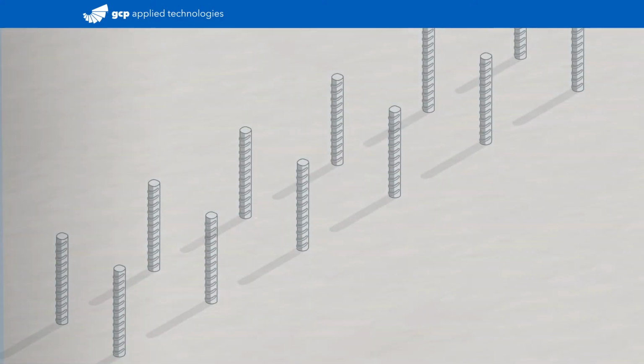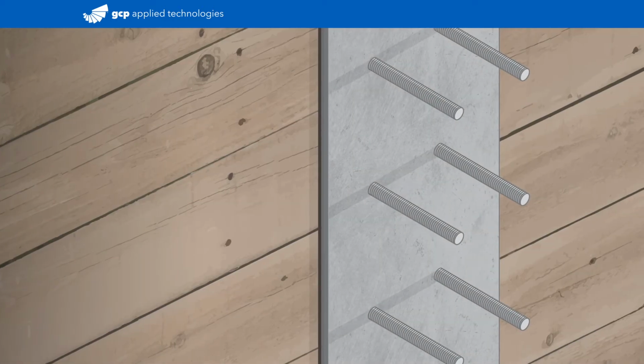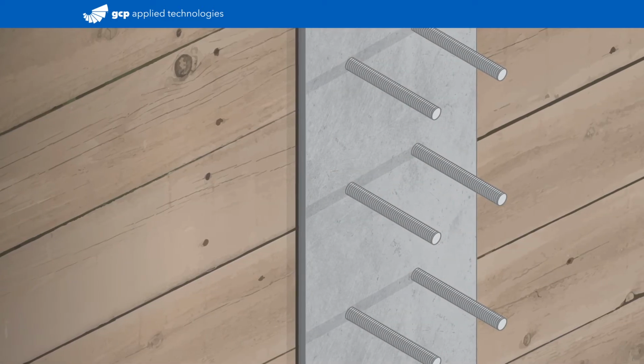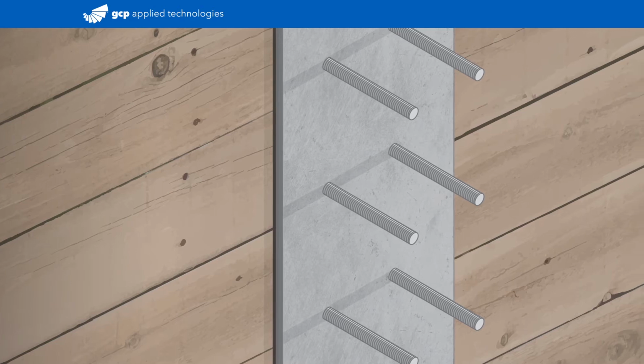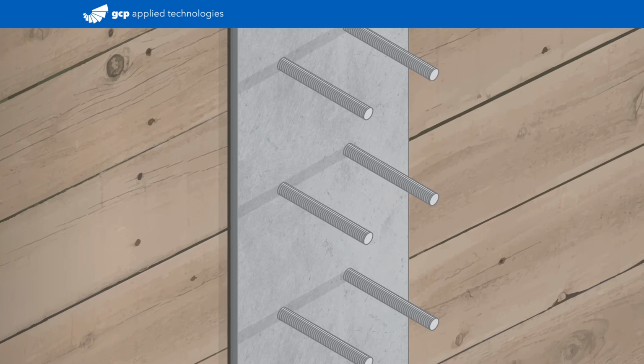This detail can be performed on horizontal surfaces with penetrations that include rebar, dowel, and all thread. And it can be performed on vertical surfaces. Note that on vertical surfaces, Hydroduct 220 drainage composite can be used to bridge gaps up to 2 inches to quickly bring the substrate to spec.